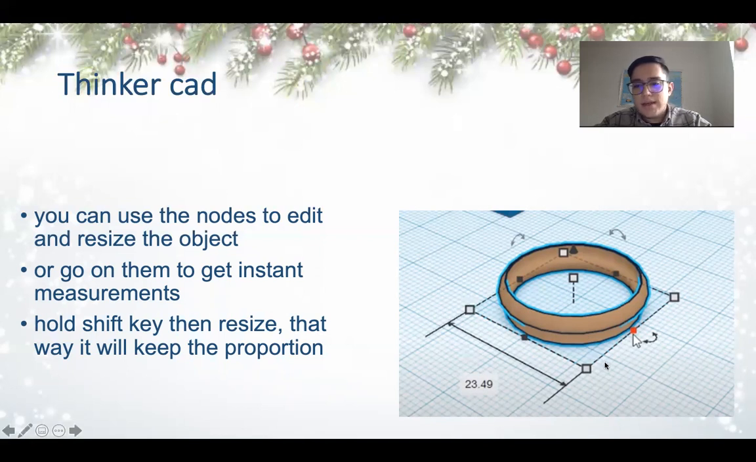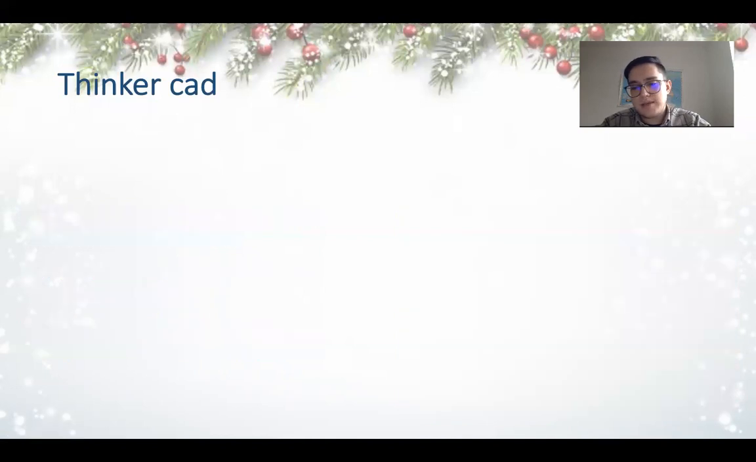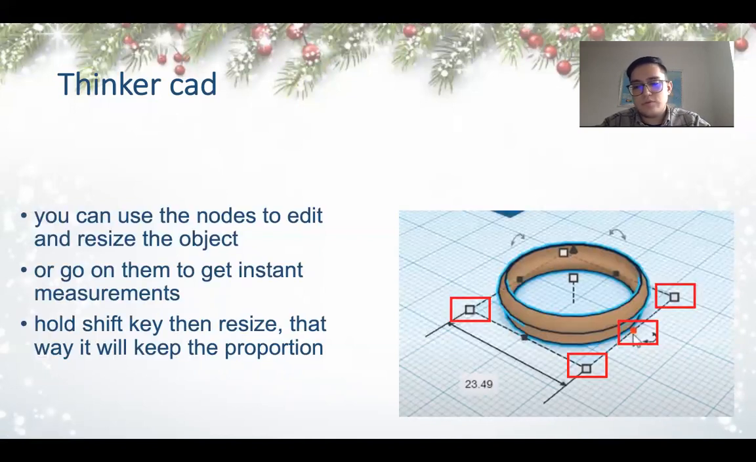When I say nodes, these are these points, these small squares on each edge or in the middle, which are white and black and have different purposes. This would do both sides. This would just do one side.